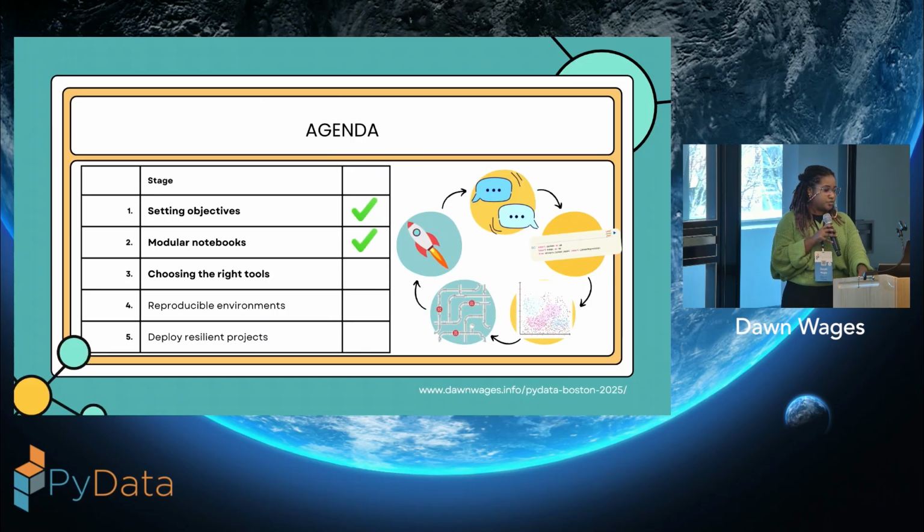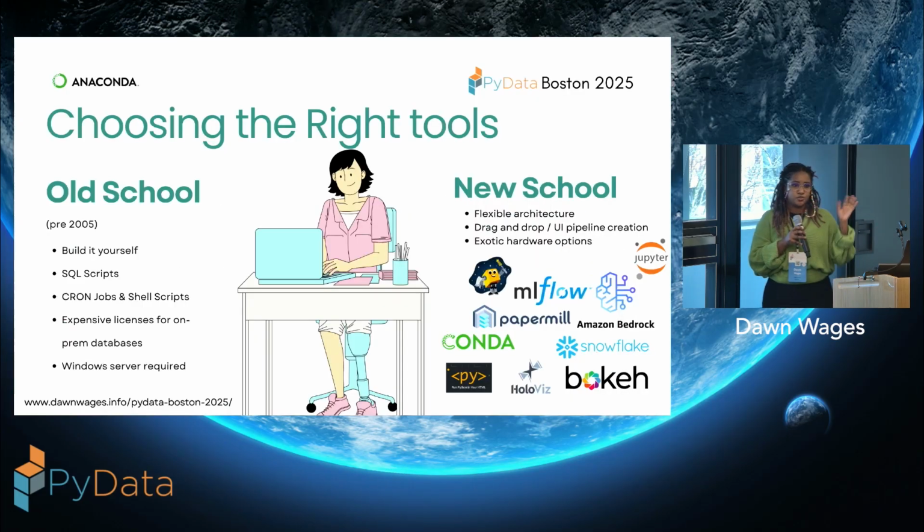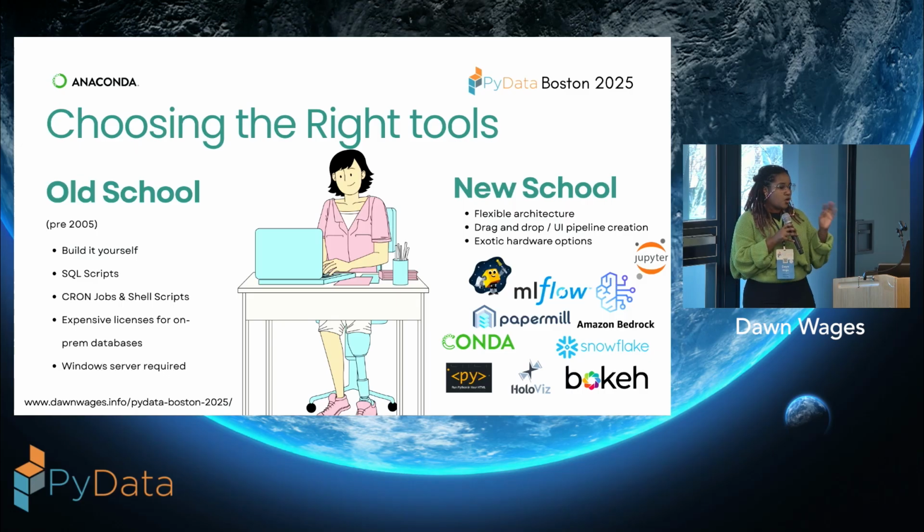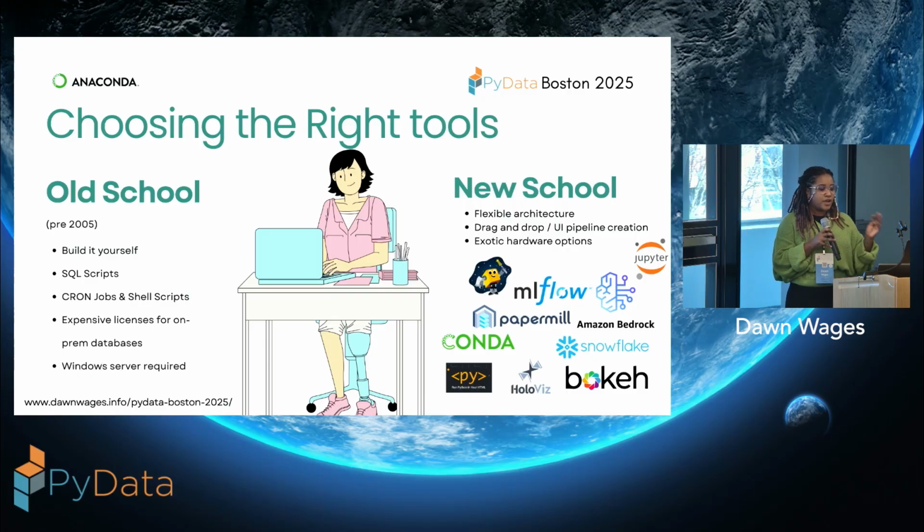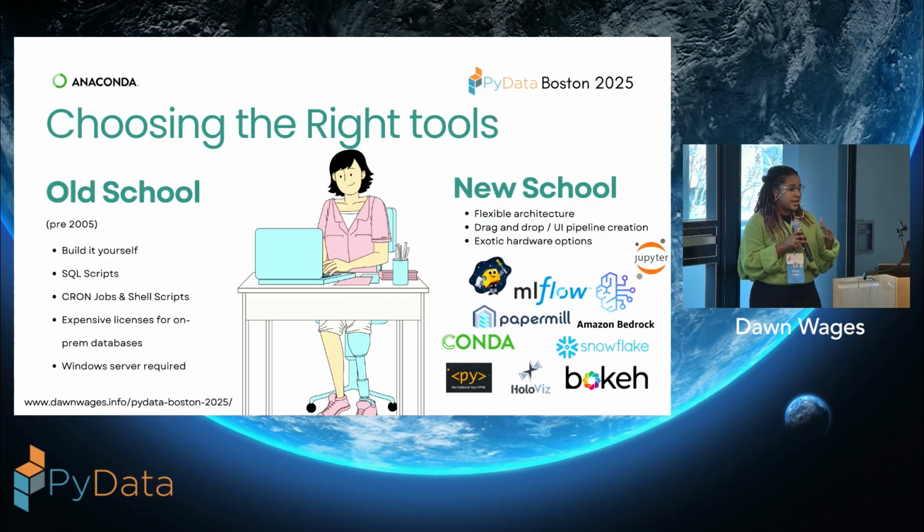Next is choosing the right tools. I did some allusion to some of my favorite tools in the previous section. The old school approach was using one monolithic architecture for an on-prem database, and then the rest you're building yourself with SQL, cron jobs, shell script, and you had to do it on Windows. Now, the majority of production deploys are happening on Linux distributions. Open source wins.